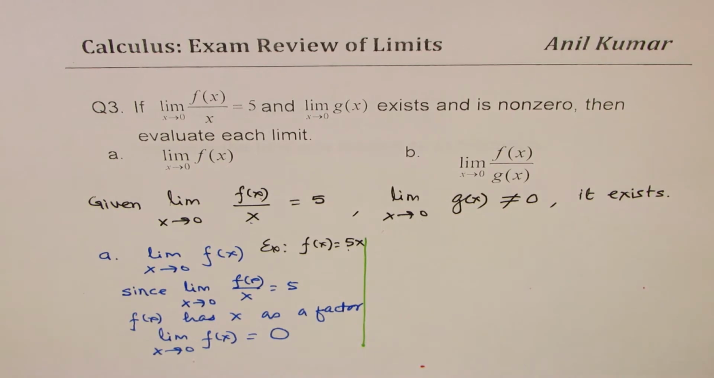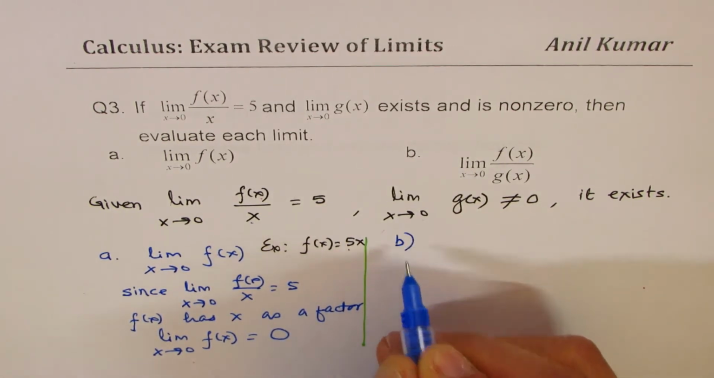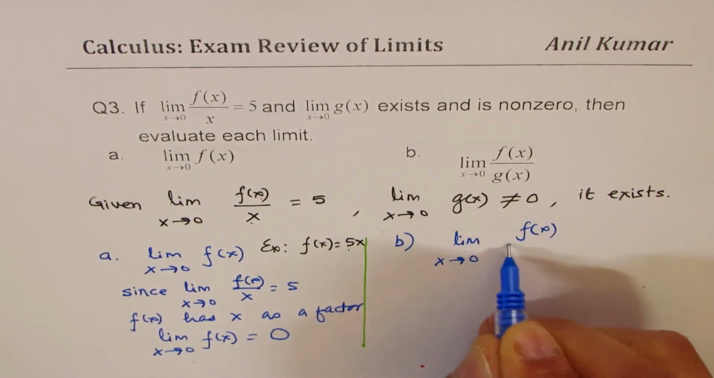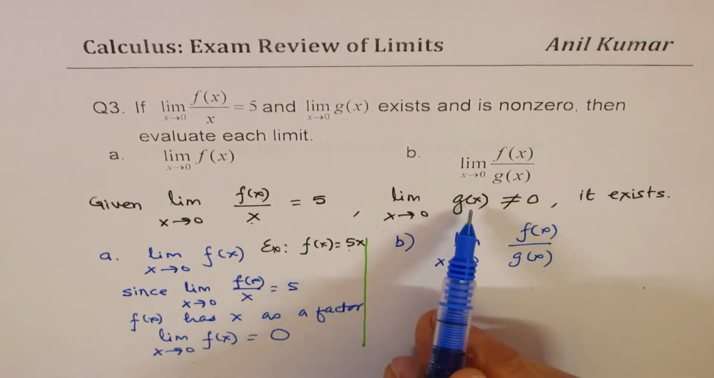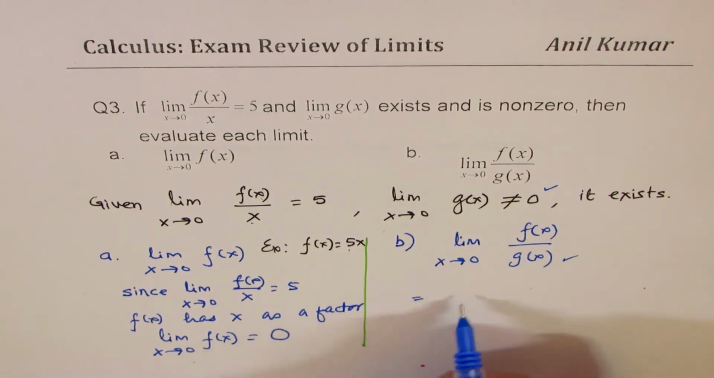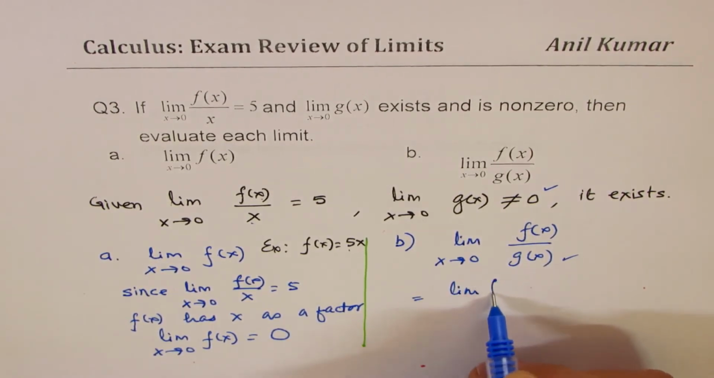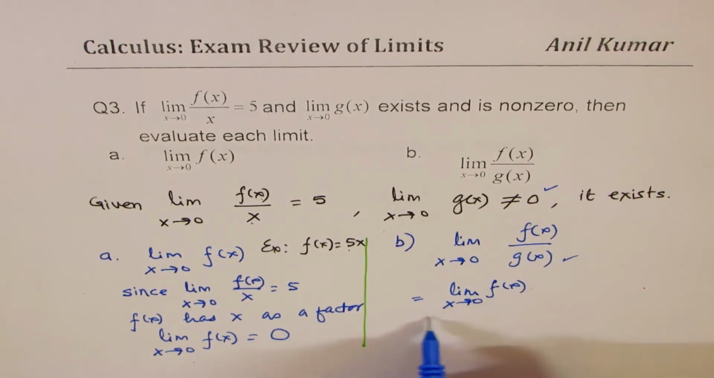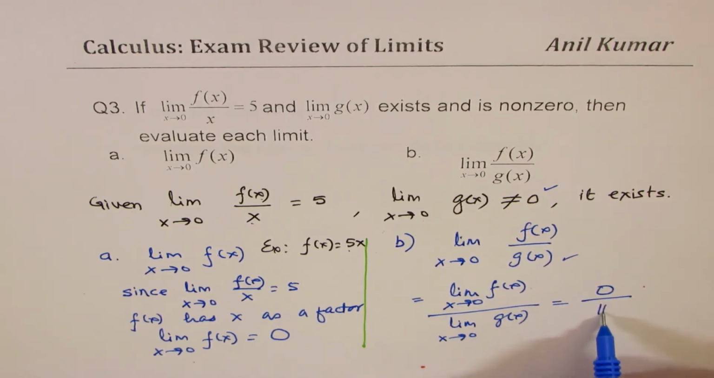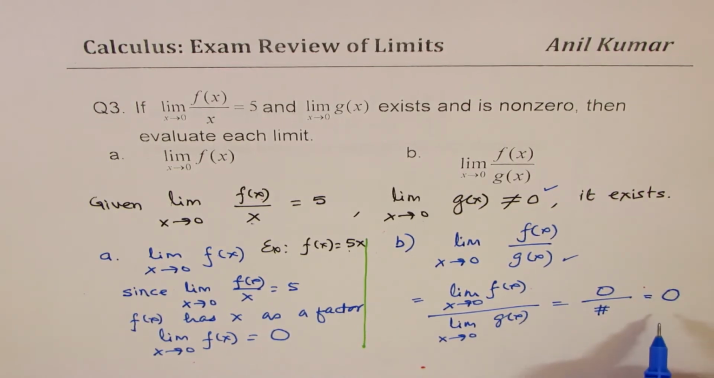Okay, let's move on to question number 2, Part B. Now here, we need to find the limit when x approaches 0 for f of x divided by g of x. Now we know that the limit of g of x exists, but it is non-zero. So this limit could be equal to the limit of f of x when x approaches 0 divided by the limit of g of x when x approaches 0. Now here we know that the limit of the numerator is 0 and this is something but non-zero. Is it okay? So 0 divided by anything is 0. So we get 0 as our answer.